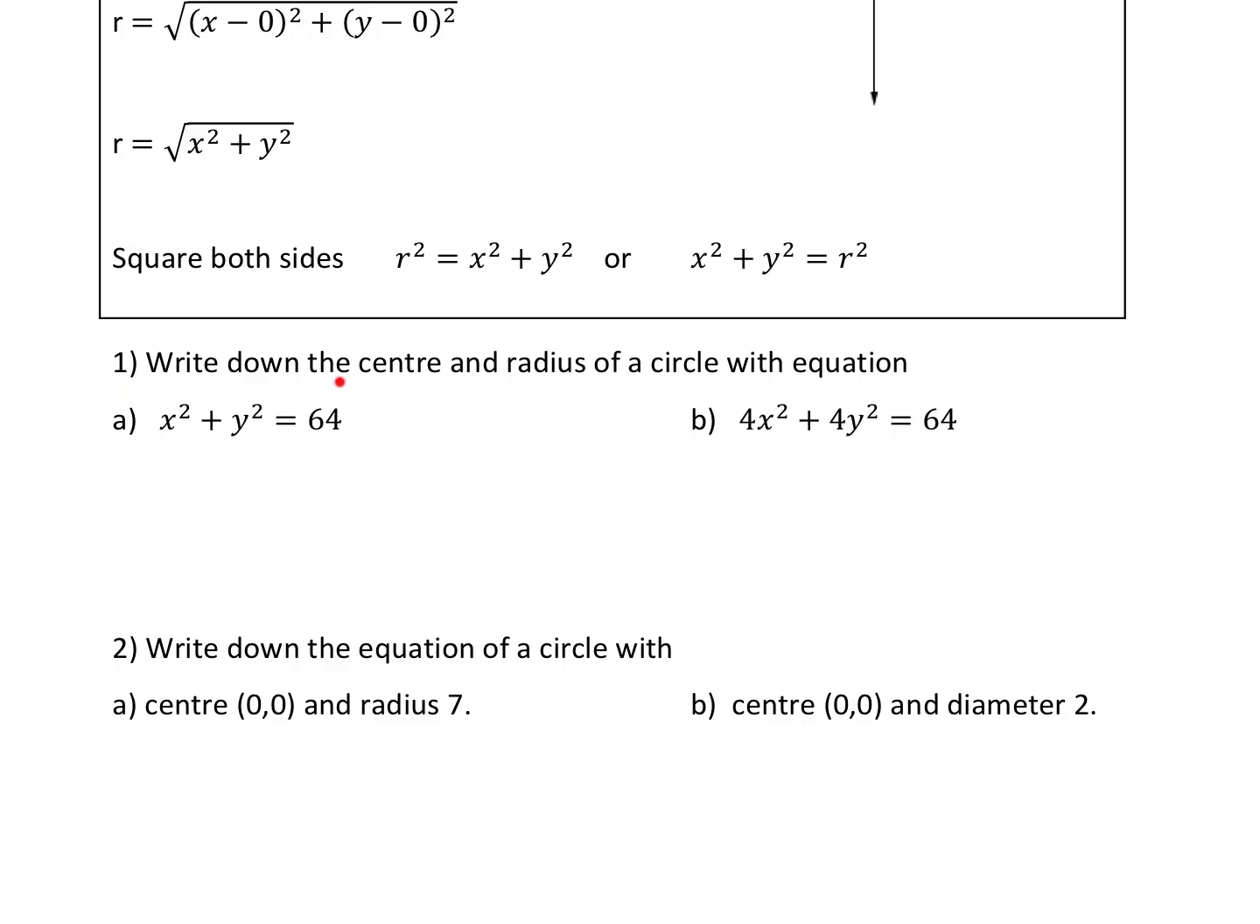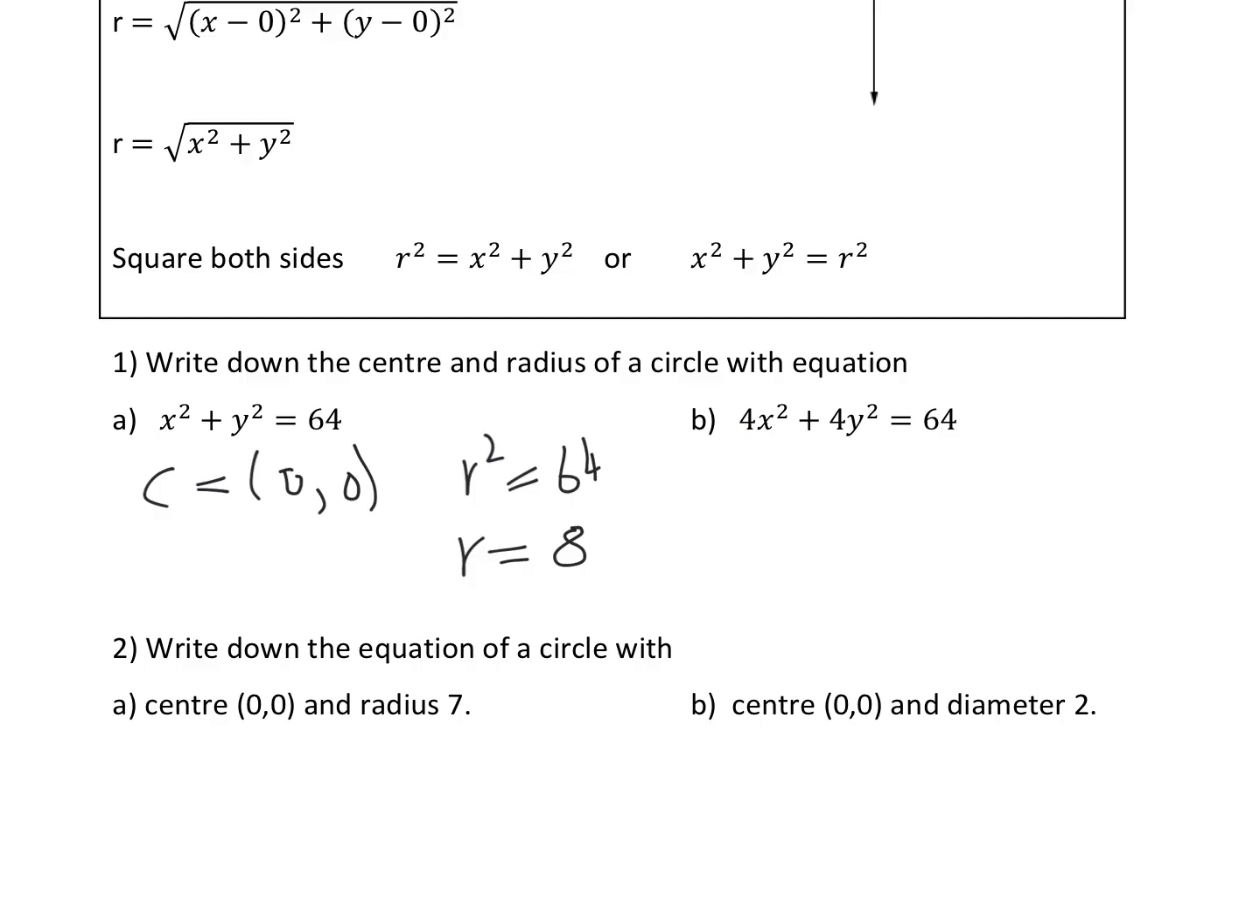So question 1 says, write down the center and radius of a circle with this equation. Well, the center of a circle will always be 0, 0 at this level. You don't do anything harder than that. What's the radius? Well, r squared is at the end of the equation on the right hand side, so that 64 is r squared. So you could say r squared equals 64. So the radius would be the square root of that, which is 8. Obviously, we can ignore the negative because the radius is positive. So the center of that circle is 0, 0, and the radius is 8.